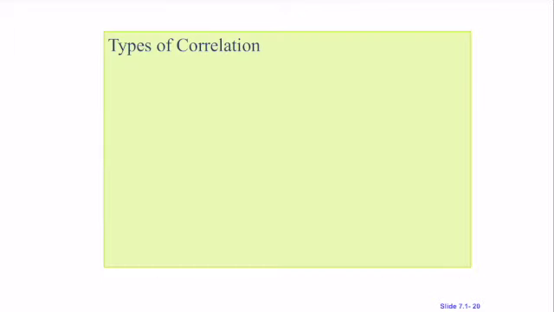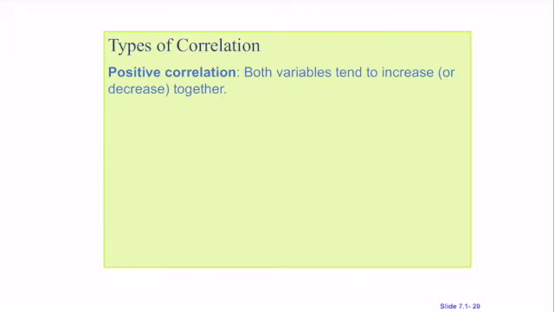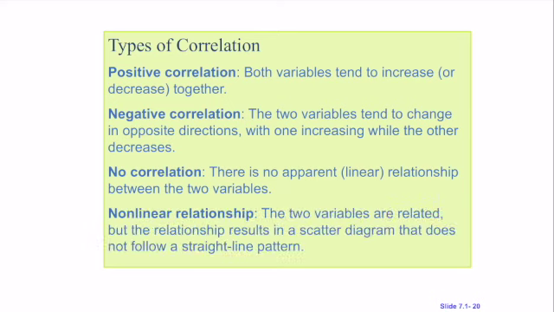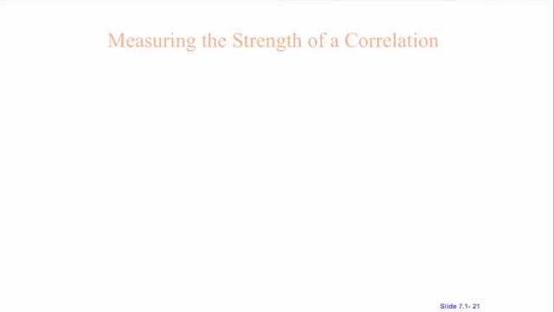So we've got positive correlation where variables increase together. Negative correlation, where one increases and the other decreases. There's no correlation, or there's a nonlinear relationship, right? They follow a pattern, but it's not a straight line. How do I measure the strength of a correlation?